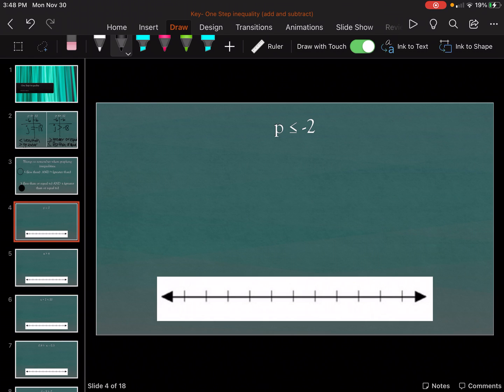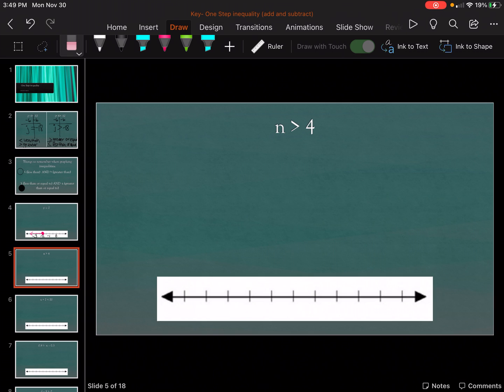So here we go. I'm going to do 0, 1, 2, 3, or negative 1, negative 2, negative 3. And it is going to be a closed circle because P is less than or equal to negative 2. And then it's going to be pointing to the left, because if I plug in negative 3, that is less than or equal to negative 2. So that is true. You can also look at it like an arrow pointing to the left. But when you do that, you need to make sure your variable is on the left.